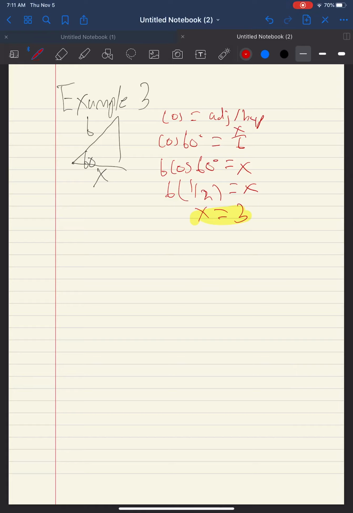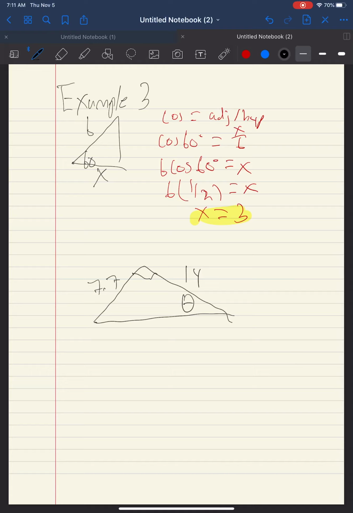So now let's do something different. This one says, ooh, my triangle is not pretty. That's okay. Let's say that we are given, this is 14 and this is 7.7, and we're looking for this angle right here because this is the missing angle.